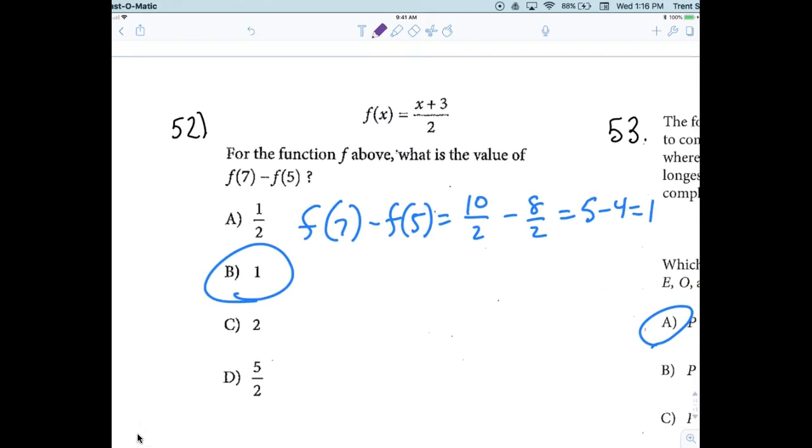So I plug in 7, then I plug in 5, and then what do I do with my answers? Subtract. Does everybody agree with this? Yeah. So if I plug 7 in, I get 10 over 2. Plug 5 in, I get 8 over 2. Got it now? Yeah. Good. Any issues? All right, here we go.